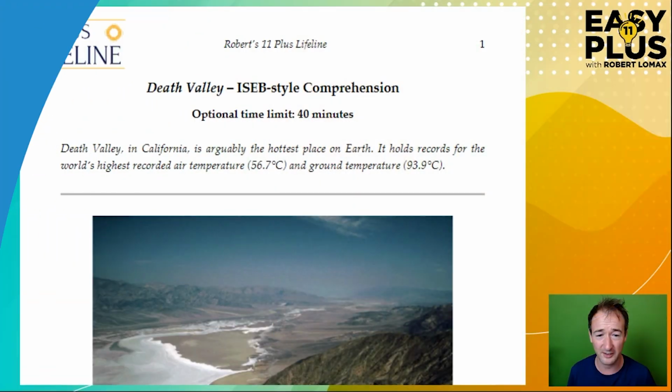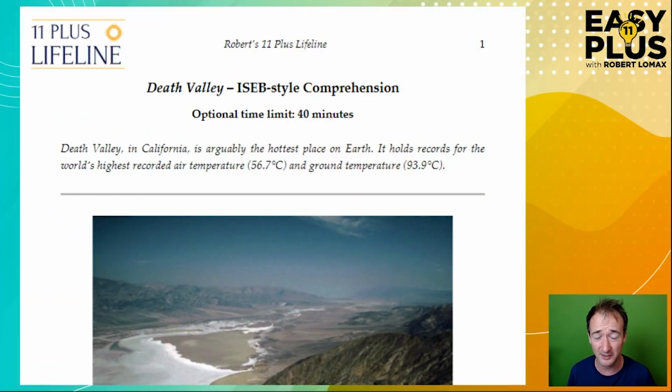Right, let's get started. So the text for today's lesson is here, and if you haven't read it yet, I strongly recommend that you print out today's worksheet and give it a read before you watch the rest of this lesson, and perhaps also try the questions for yourself.